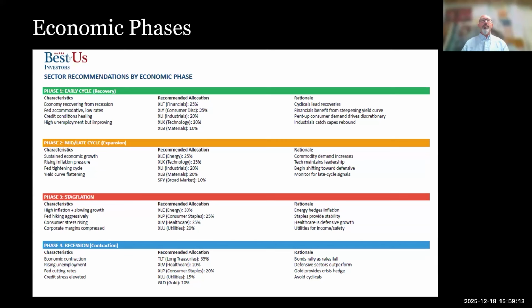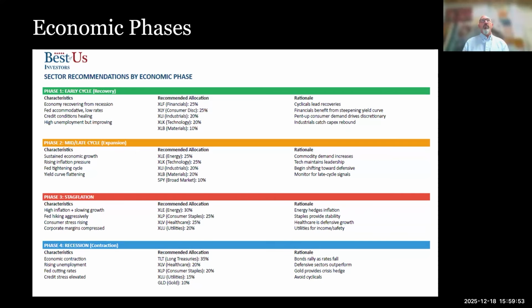And then you enter a point in time of stagflation. This is where you have high inflation, slowing growth, Fed hiking aggressively, consumer stress rising, and corporate margins compressing. What does well in that phase typically is energy, consumer staples, healthcare, and utilities. And then you hit recessionary environments: economic contraction, rising unemployment, Fed cutting rates, credit stress elevating. And certain things do well there as well, for instance long treasuries, healthcare, consumer staples, utilities, and gold.